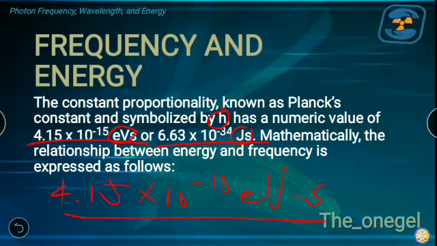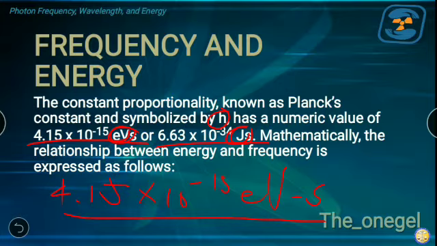By the way, class, electron volt and joule are both SI units of energy. For every 1 joule, there are 6.24 times 10 raised to 18 electron volts, if not mistaken. In the next module, we will discuss that when we discuss the wave-particle duality.